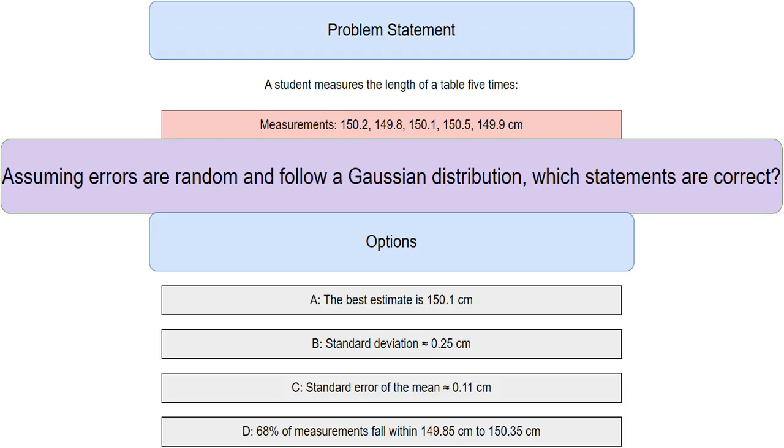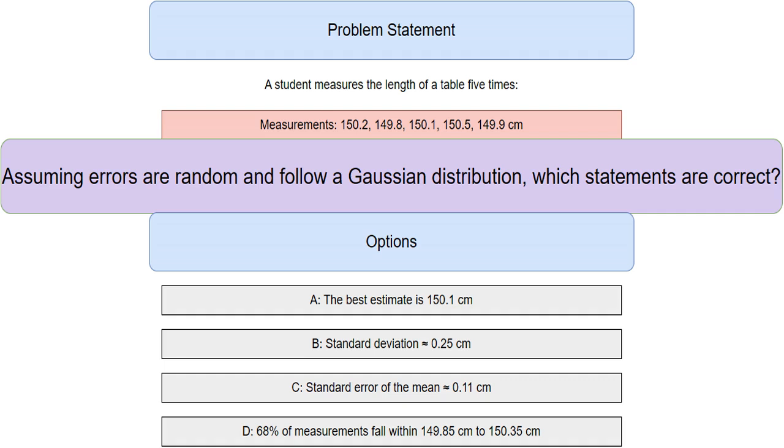Now, let's think about the nature of these measurement errors. The problem assumes that these errors are random, meaning they don't consistently skew the results in one direction. It also assumes they follow a Gaussian distribution, which is a common and often valid assumption for random errors.